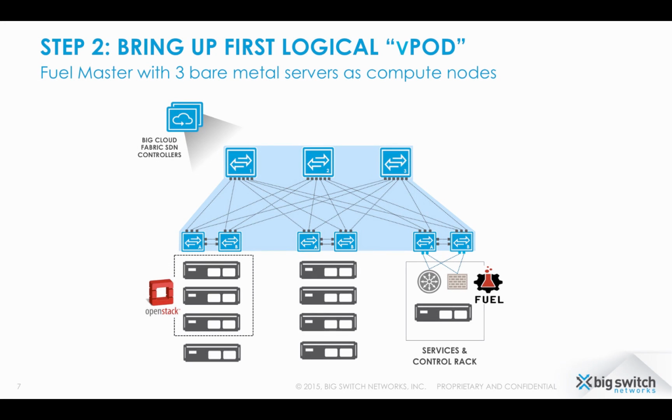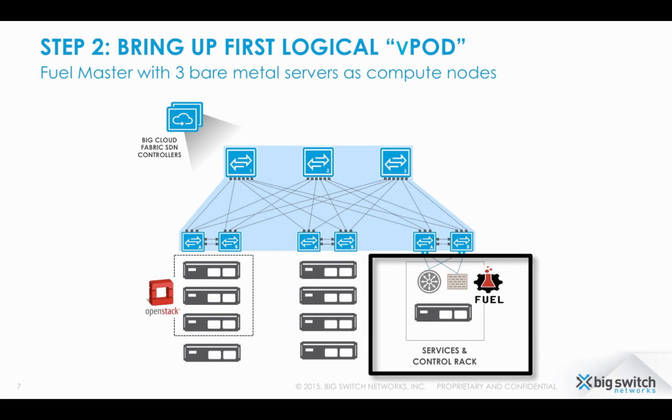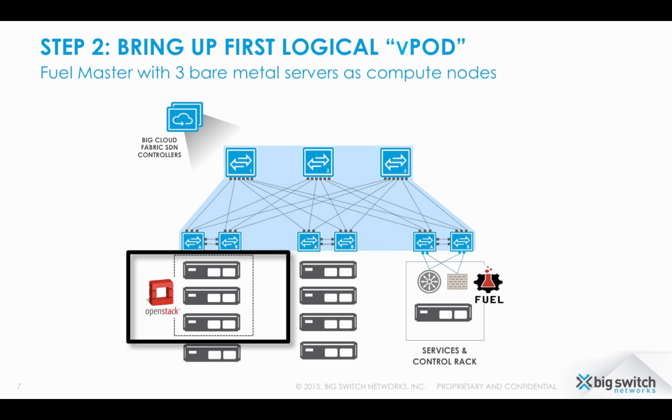In this step we will bring up our first vPOD. We will bring up a Fuel master node in the service rack. And we will assign the first 3 bare metal servers in the first rack as controller and compute nodes. However, before we bring up this vPOD, we need to provision BCF, in order for the Fuel master and 3 bare metal hosts to get discovered by each other.